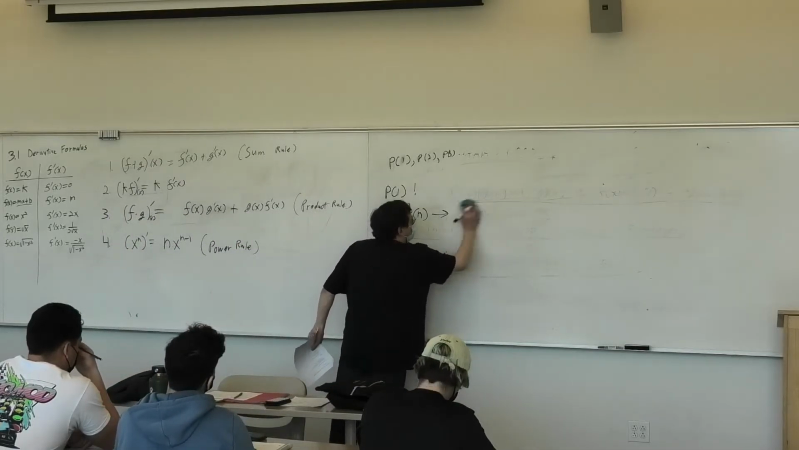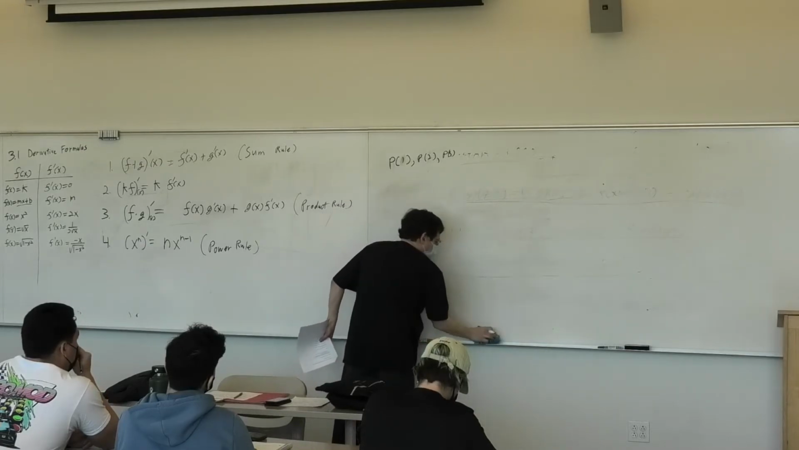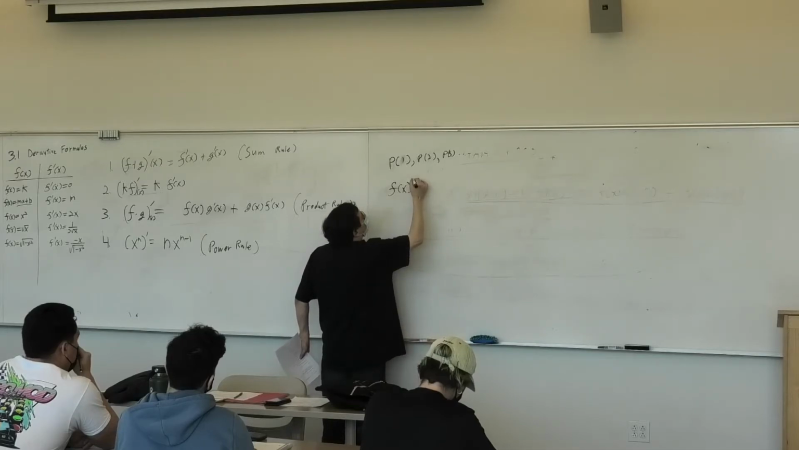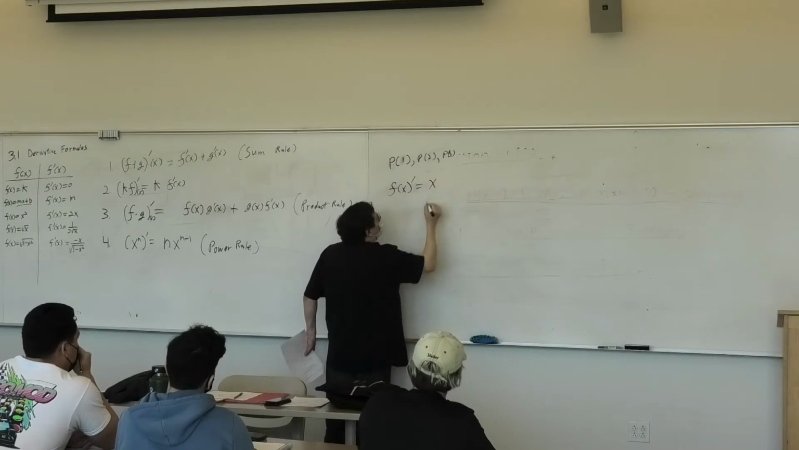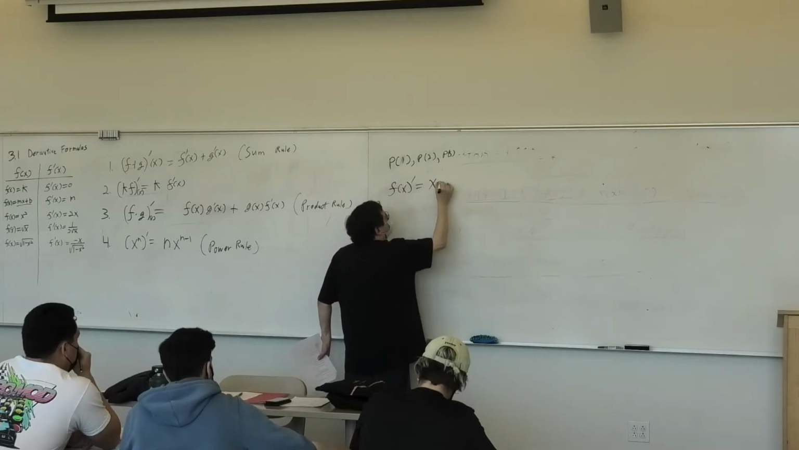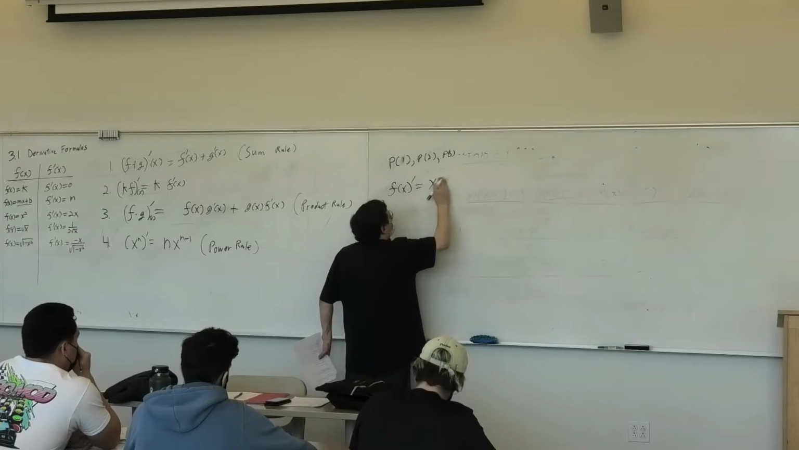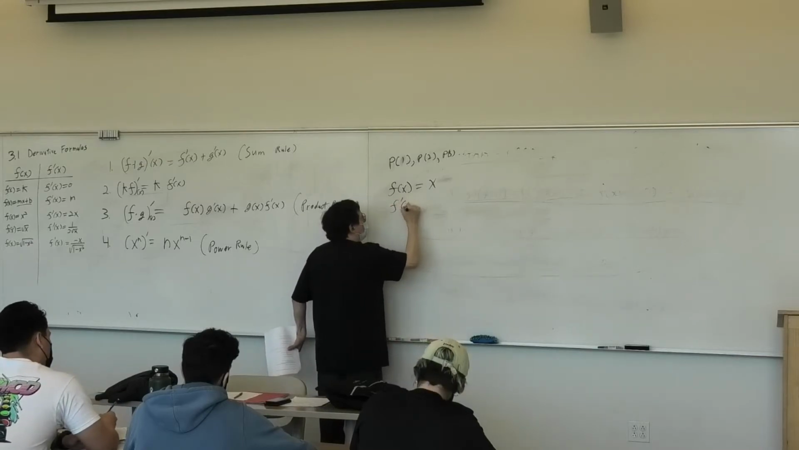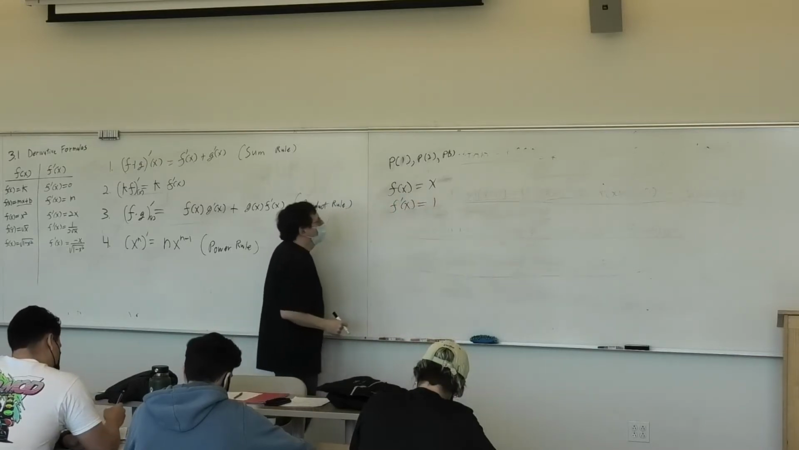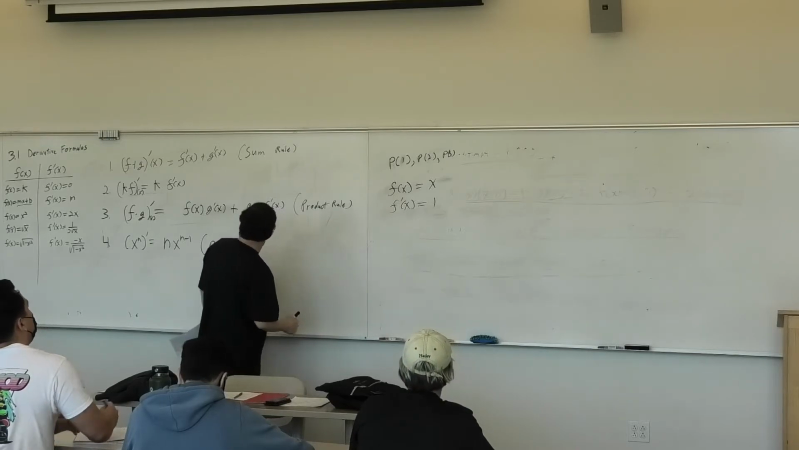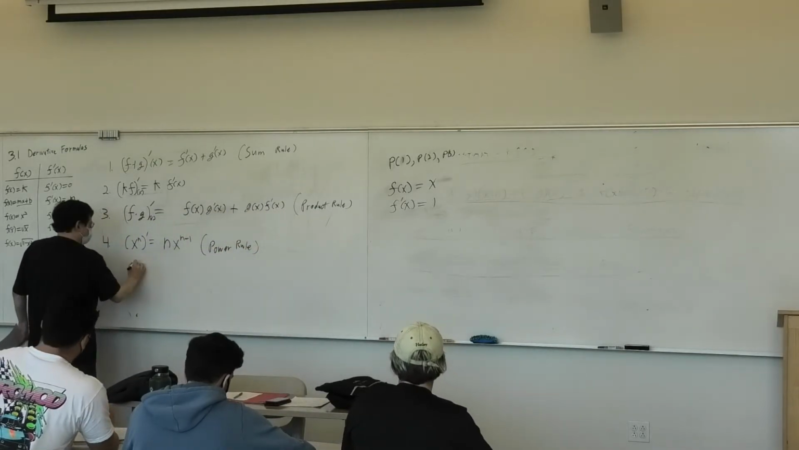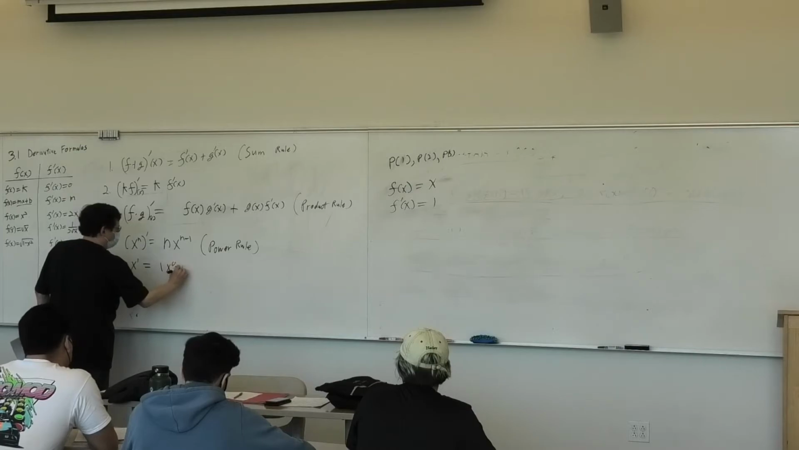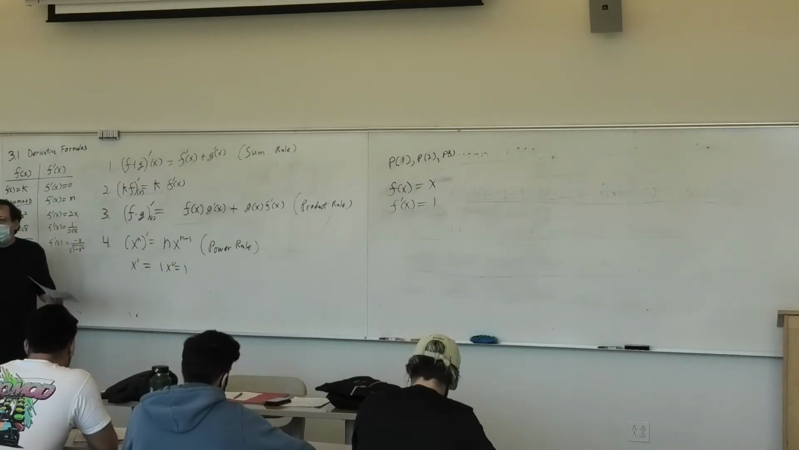Well, we already showed that the derivative of f of x equals x is just 1. Now, let's see here. The derivative of x to the 1 is 1 times x to the 0, which is 1. Oh, okay. So we got our anchor.